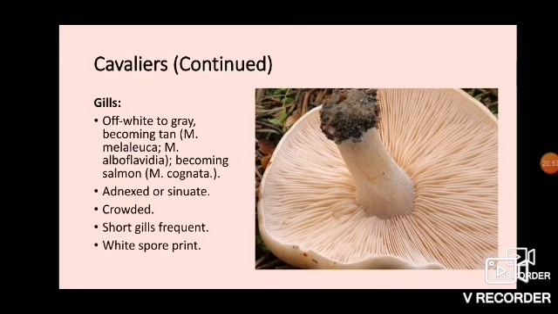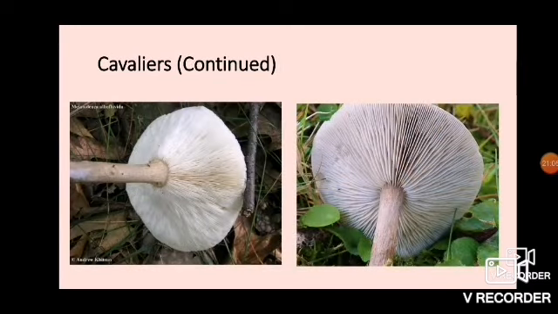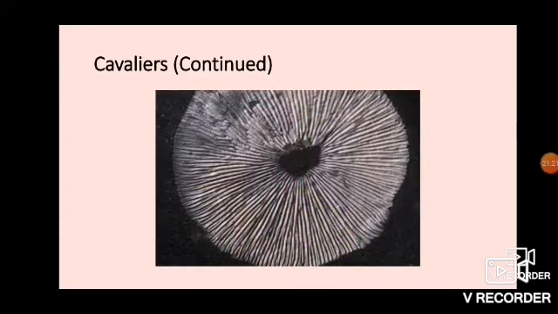The gills are crowded together. There are frequently short gills, and this produces a white spore print. All of them. And here on the left, you see Melanoleuca alboflavida with its whiter color. On the right, we see Melanoleuca melaleuca, where it's turning darker towards a gray coloration. Here is a spore print for you.